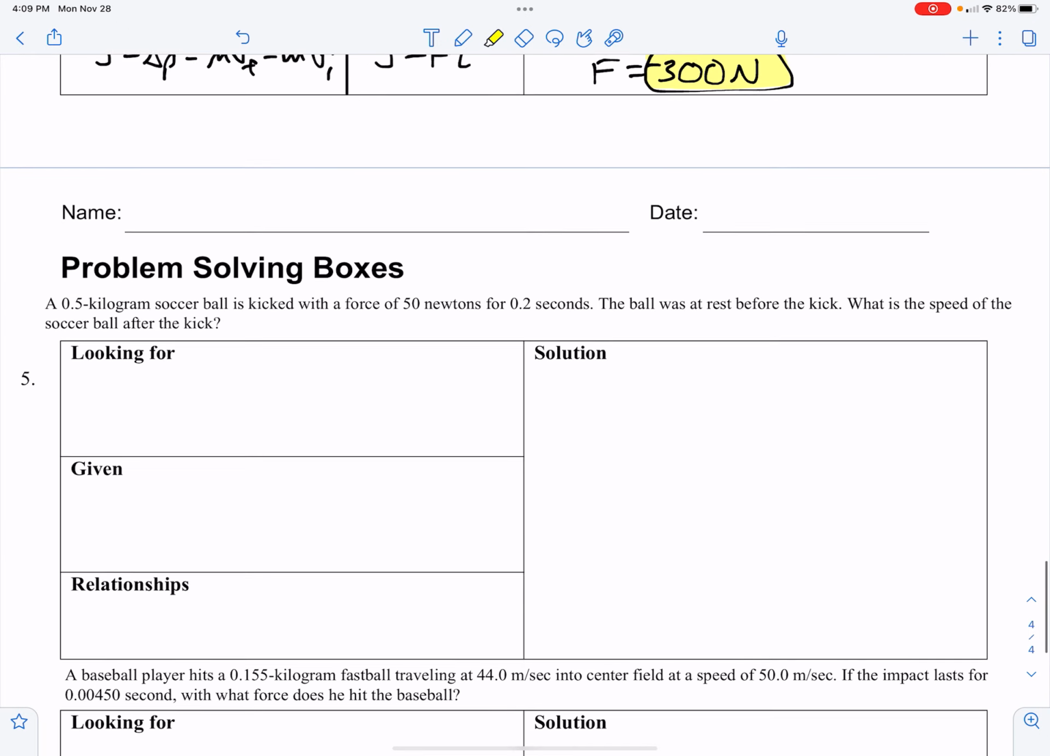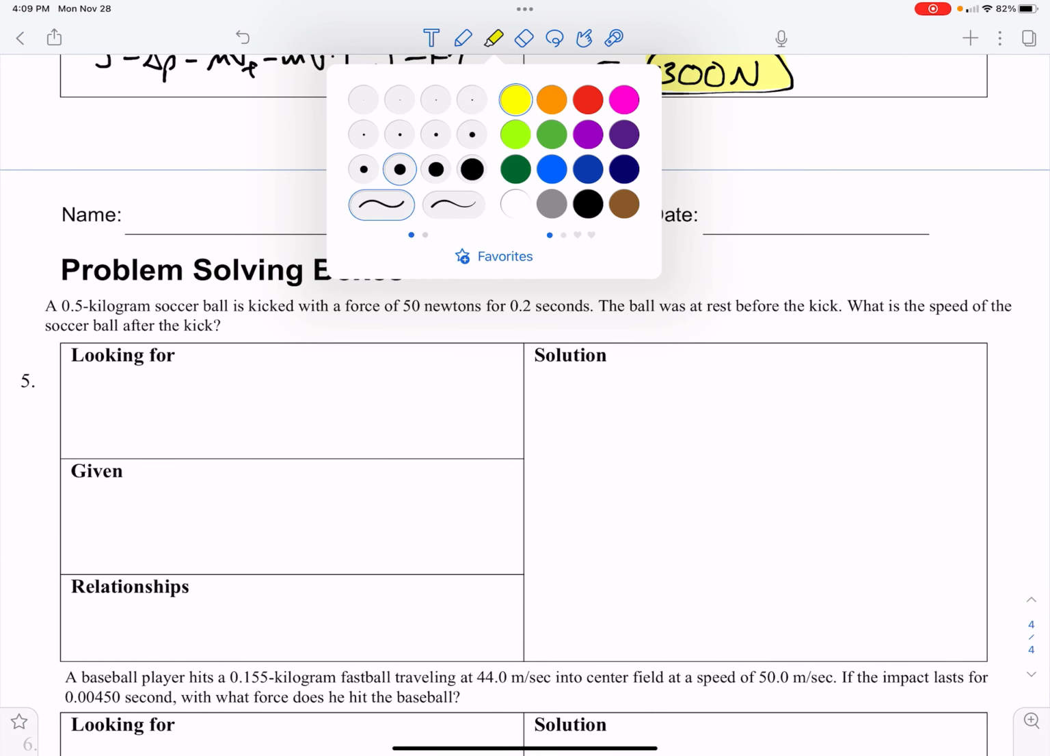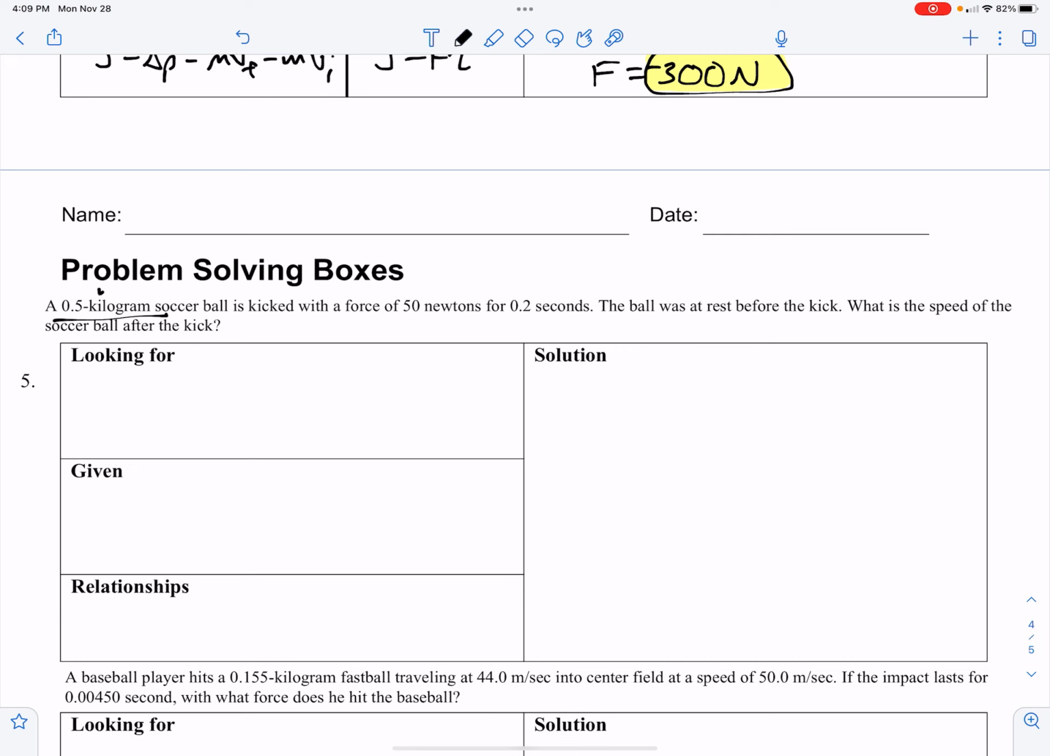Number 5. A 0.5 kilogram soccer ball, there's the mass, is kicked with a force of 50 newtons for 0.2 seconds. That's time. The ball was at rest before the kick. V initial is 0. What is the speed after the kick? We are looking for V final.